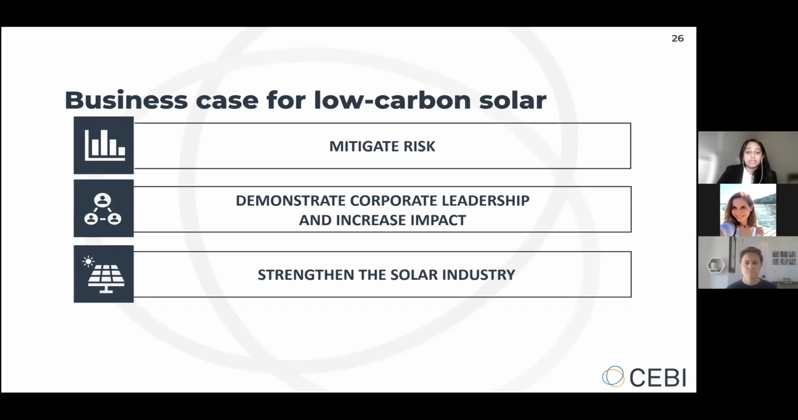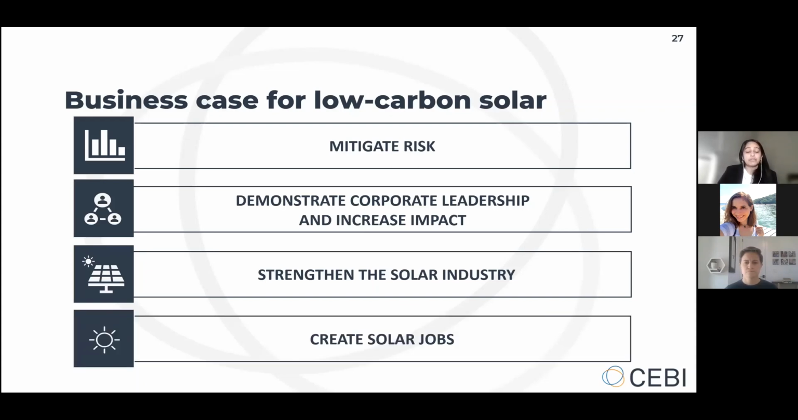Three, you can strengthen the solar industry. Low-carbon solar energy customers can help secure the sustainable growth of the solar industry by shifting the industry to address sustainability risks and foster further innovation of new technologies, business practices, and processes to meet low-carbon demands.